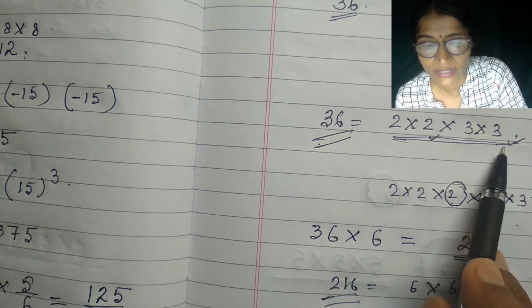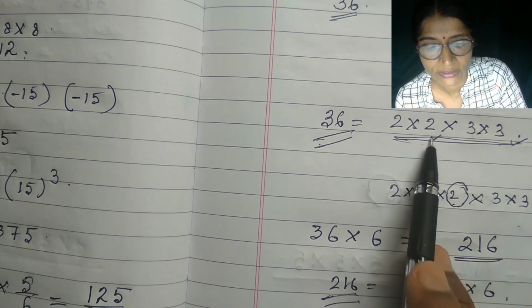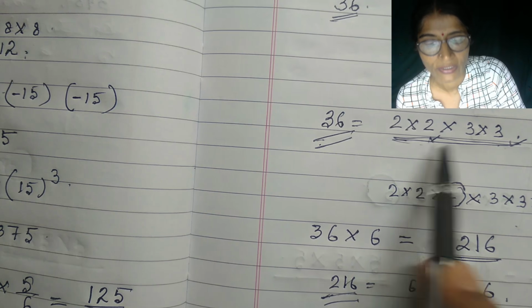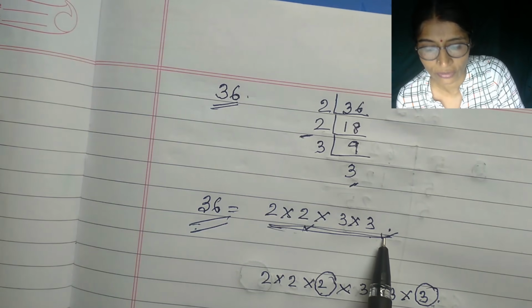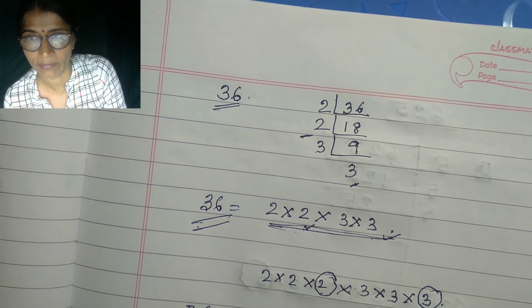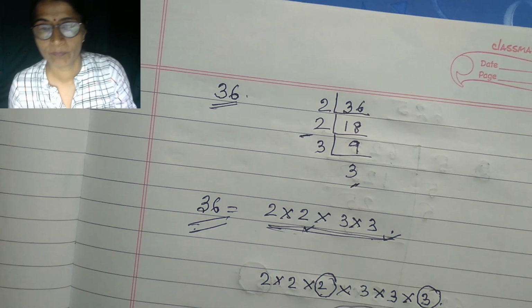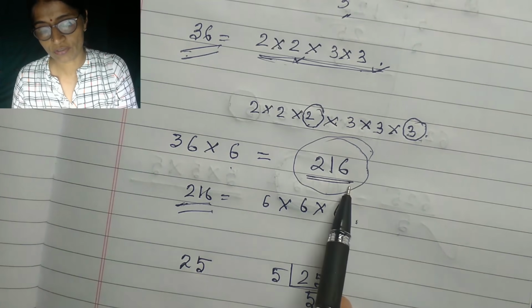Where the triplets are not there, whatever is leftover, here 2 is left, one 2 is left, and here one 3 is not there. So 3 twos are 6. So the given number is multiplied by 6. Then whatever number is formed will be a perfect cube.